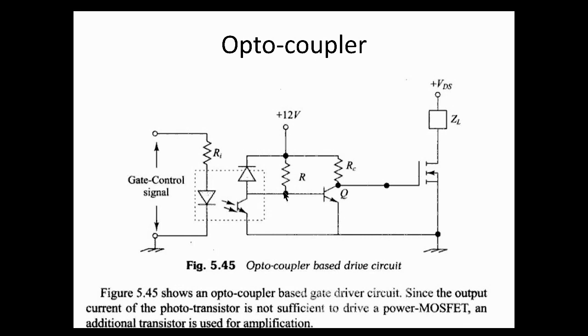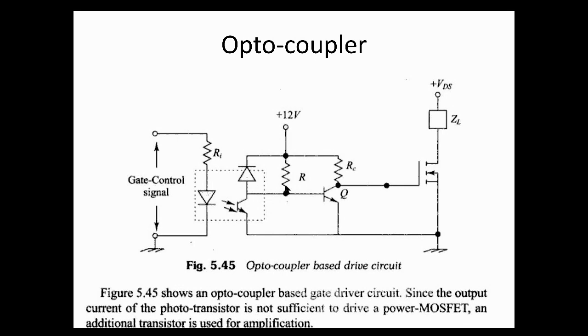Any volunteer? This transistor turns on, and what happens? So you have a current flowing. The current flows from where? You have a 12 volt source and the transistor. Okay, good. All right.